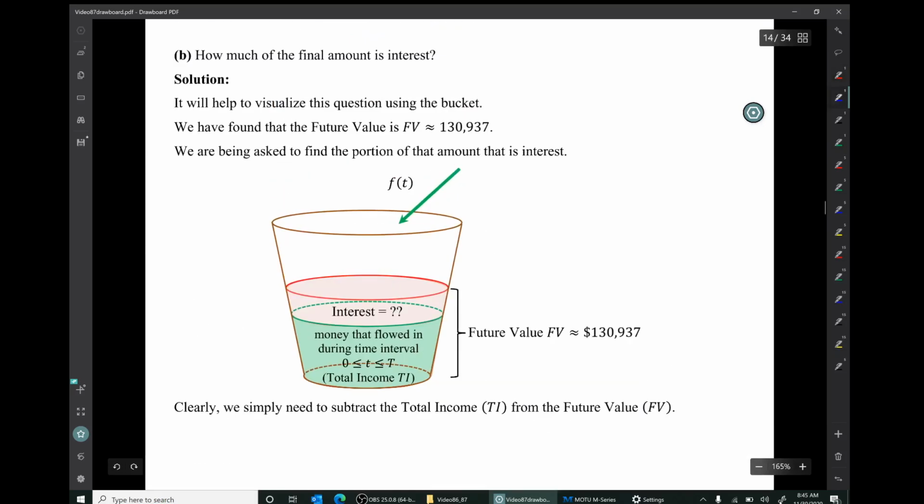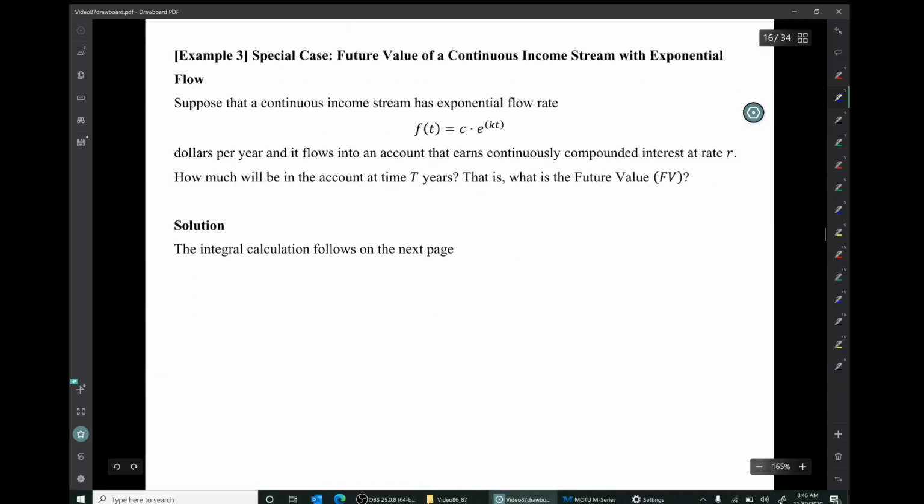So in this picture, the future value is this amount, and that's made up of $60,000 of money that flowed in and $70,937 of interest. Let's go on.